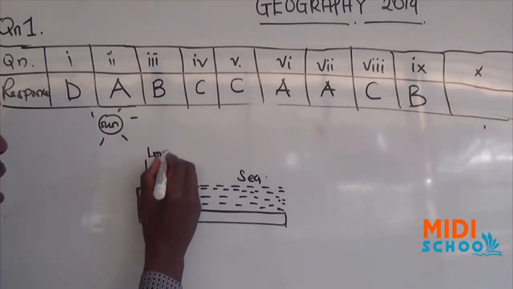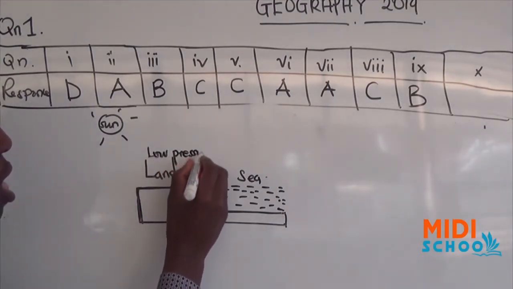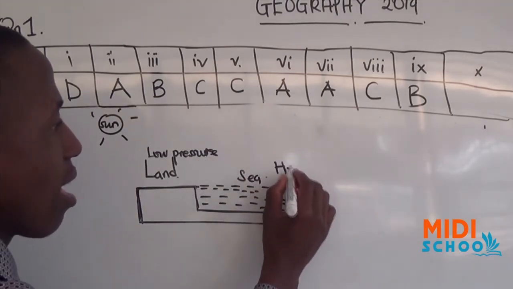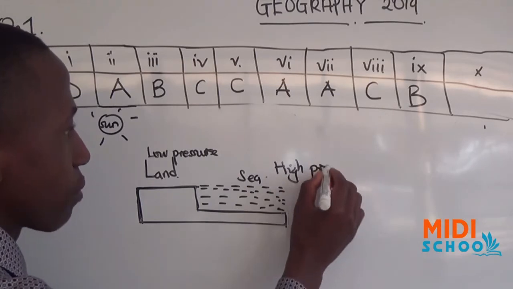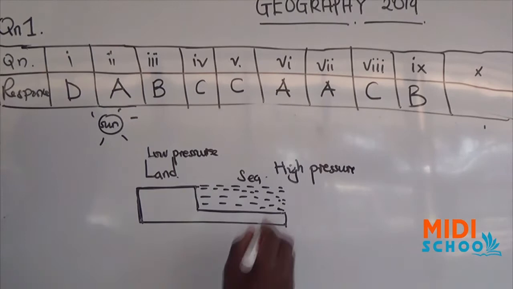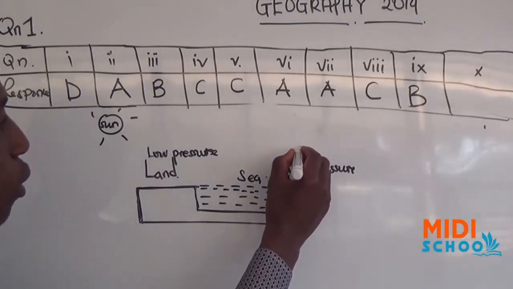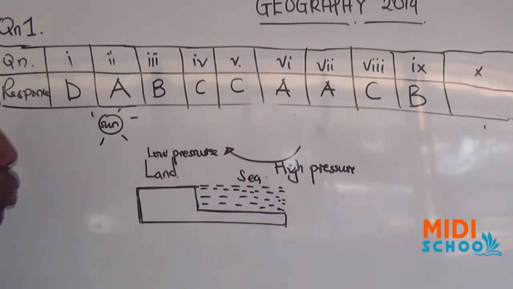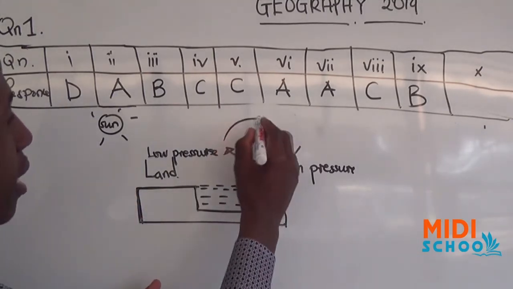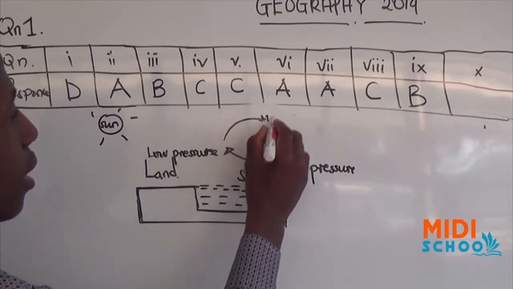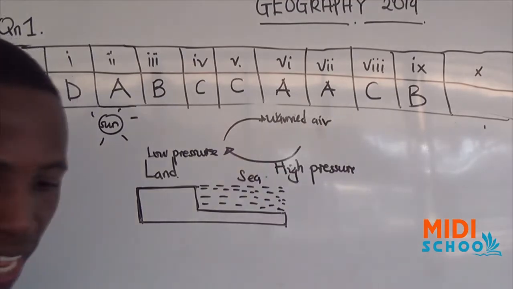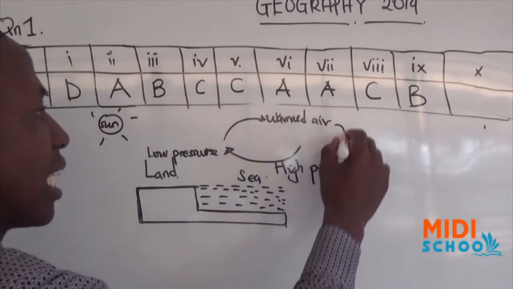Here there will be low pressure, but here there will be high pressure. High pressure. And then wind will blow in this direction, from high pressure to low pressure. Then the air will be warm. Warm air, and then it will descend again.